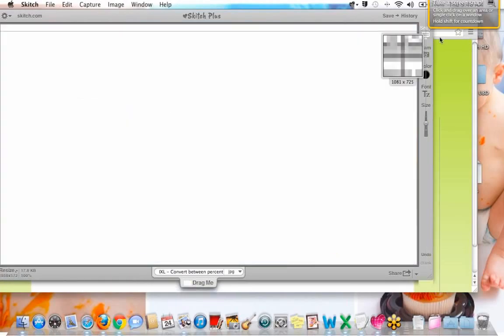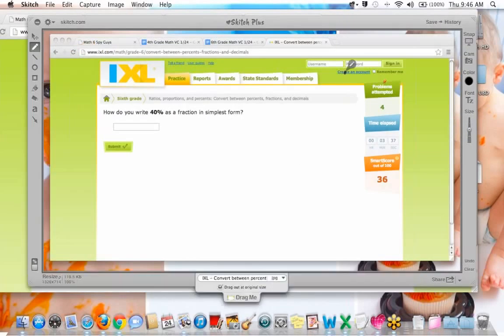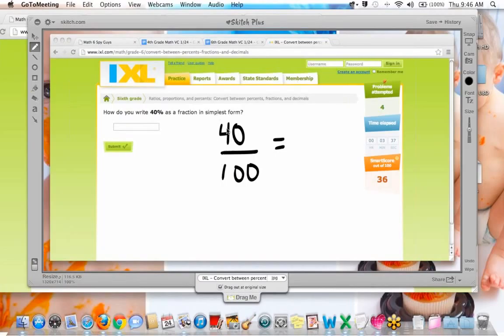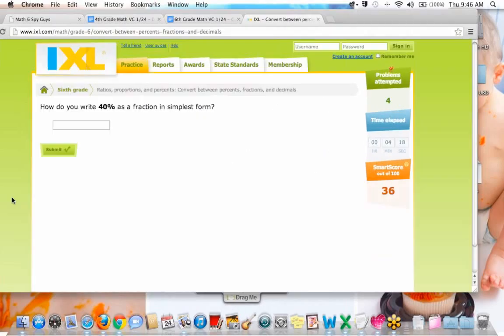Sorry, it takes me just a second to take a new picture. How do you write 40% as a fraction in simplest form? Well, here is the original fraction, 40 out of 100. And yes, this can be reduced. So what would I divide each one of these numbers by? Well, 20 goes into both of them, right? 40 divided by 20 equals 2, and 100 divided by 20 equals 5. So there is your simplest form for 40 hundredths.